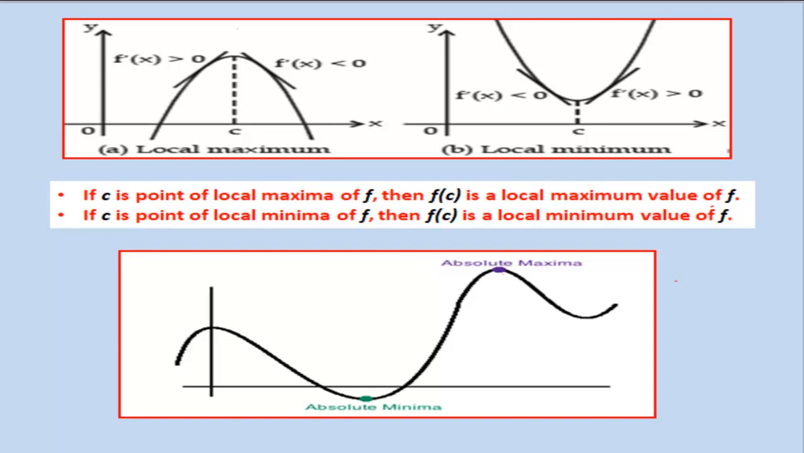Now children, you are aware of the terms point of local maxima and local minima. Once again, let us quickly recall it. You can see these two figures and you can easily make out. In this one, C is the point of local maxima. So corresponding to it, the value of the function will be the local maximum value of the function f. In the same manner, over here C is the point of local minima. So the value of the function corresponding to it, that is f(c), will be the local minimum value of f.